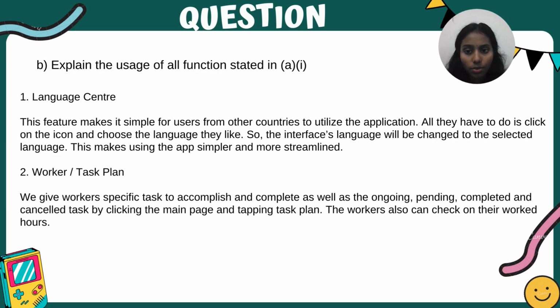The second is worker task plan. It gives the worker specific tasks to accomplish and complete, as well as the ongoing, pending, completed, and cancelled tasks, by clicking the main page and tapping the task plan. The workers also can check their worked hours.